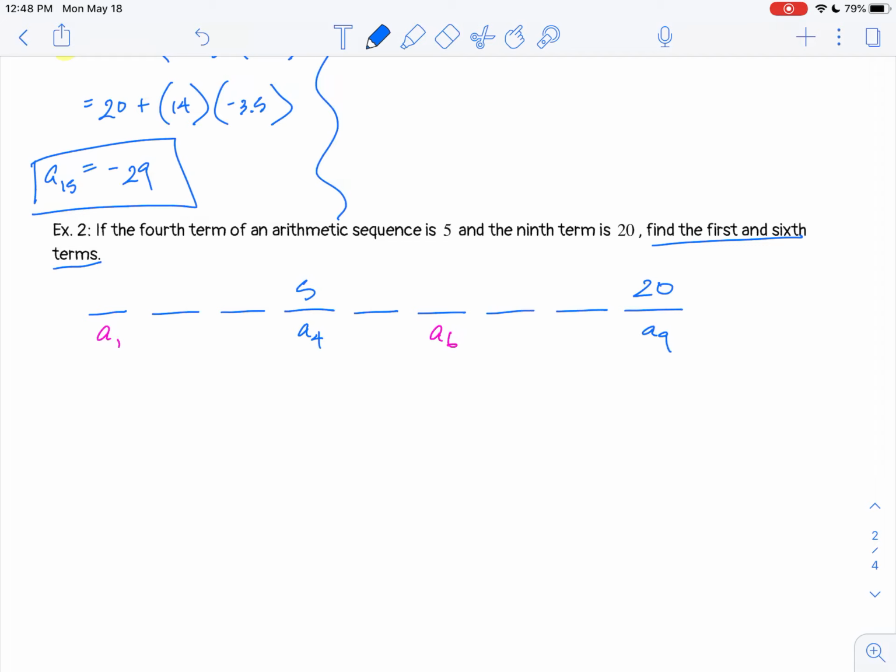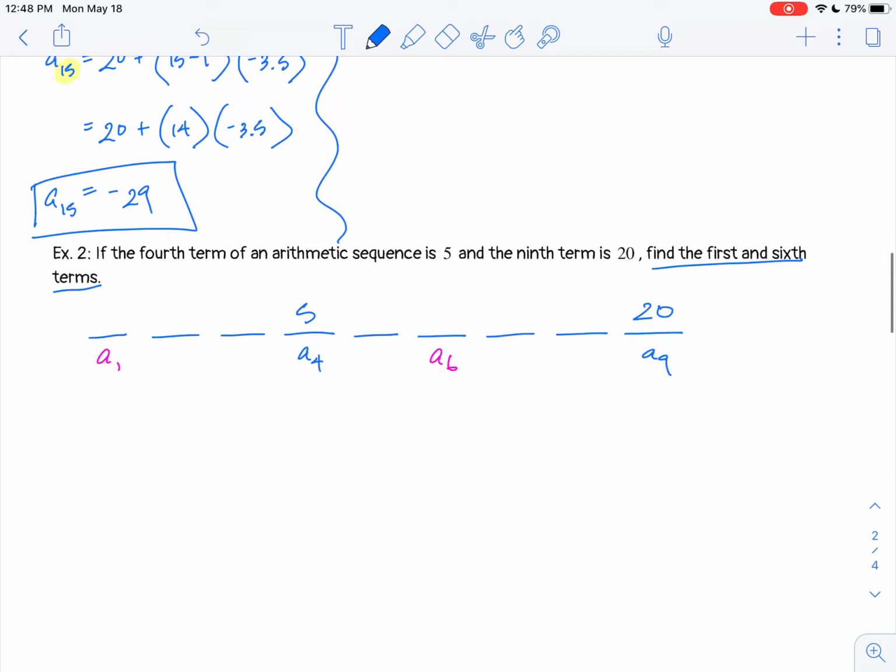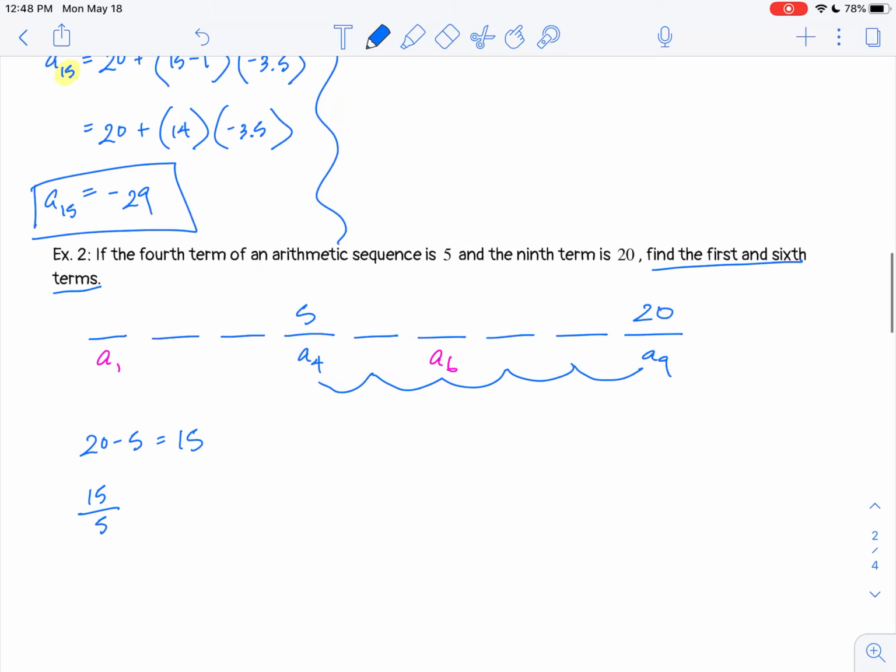So let's go ahead and plug in what we have. So I know that I have 1, 2, 3, 4, 5 spaces between 5 and 20. So let's find out what the difference is. 20 minus 5 gives me 15. And what number goes into 15 5 times? So 15 divided by 5 gives me 3.